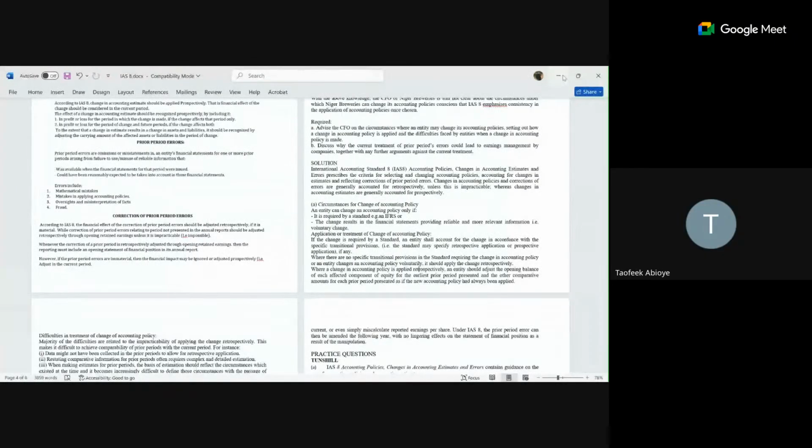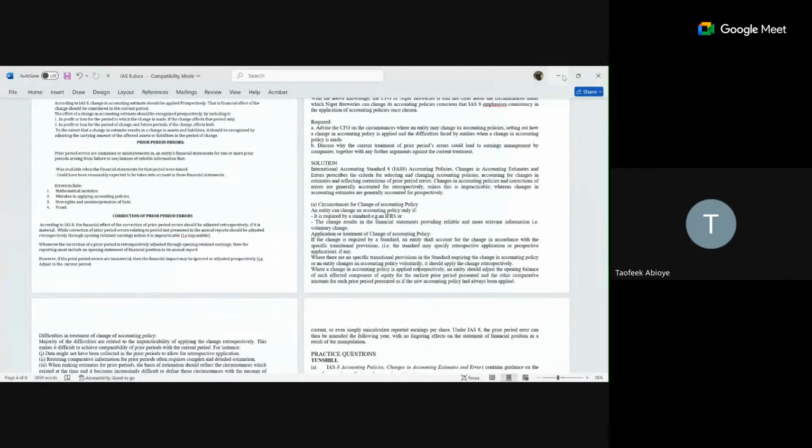From my own understanding, when we are talking about changing accounting policy, most companies believe it's a bit tiring for them to prepare their previous year financial statement due to the fact that they change one accounting policy or the other. You now go back to your previous year and represent your accounting transaction.